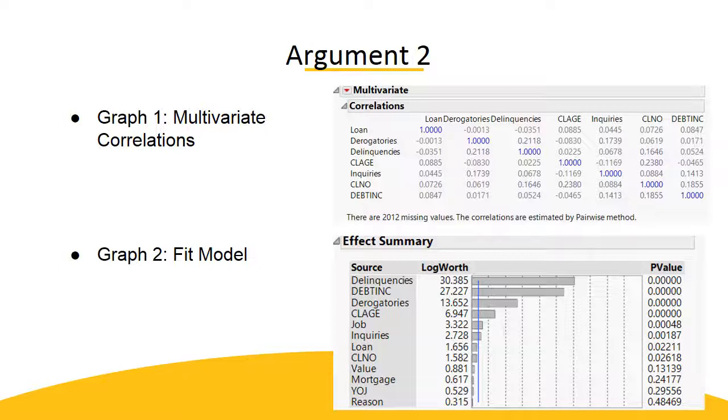And the second graph is the fit model of the significant factors. And you can see the effect summary. The first 6 factors have the lowest p-value, which means they are the most significant factors.